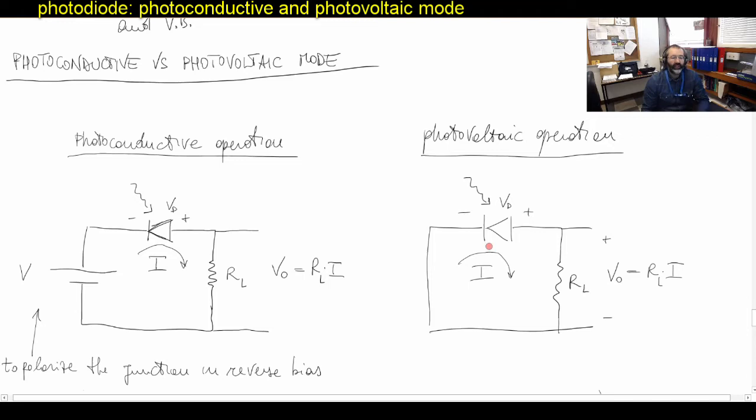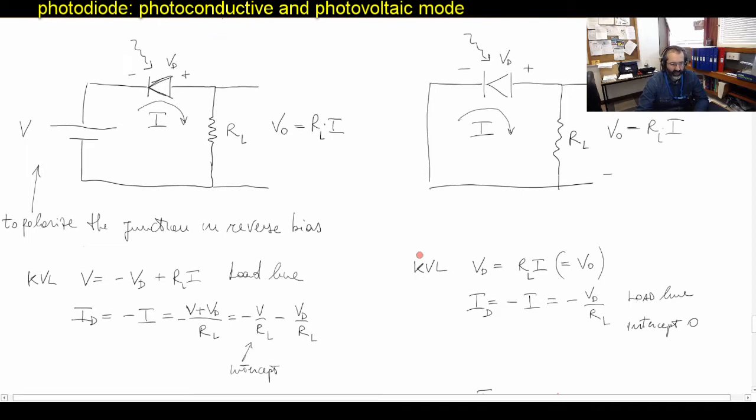So the photons that hit the diode will generate a certain current, and we will have a certain voltage at the two ends of the PN junction. We will see in a moment what these two connection types mean in terms of the final operation of the circuit. So we need to analyze these circuits. Let us start with the photoconductive operation first. So what we do is we use KVL.